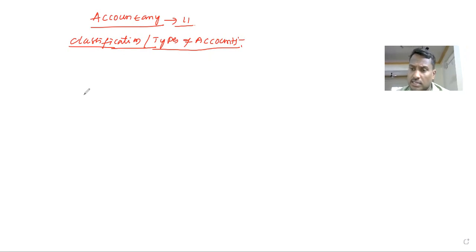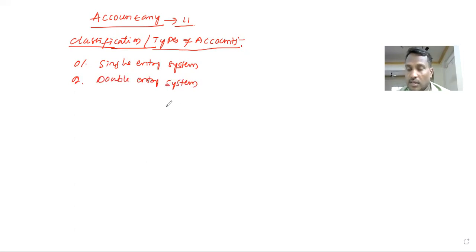We already discussed it in the last classes. Actually, we have two systems to record the accounting transactions in the accountancy books. One is the single entry system. The second one is the double entry system. We already discussed the meaning of these two systems in the last sessions. Let me explain briefly about these two systems again in this session.